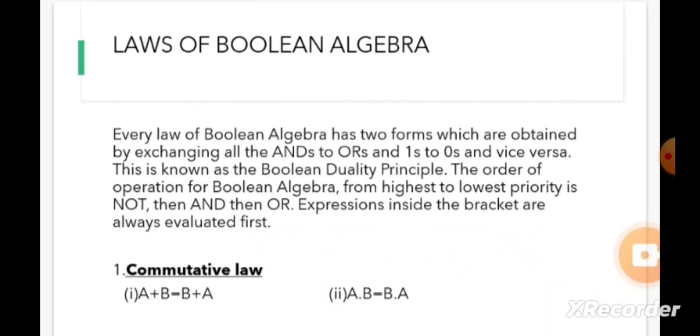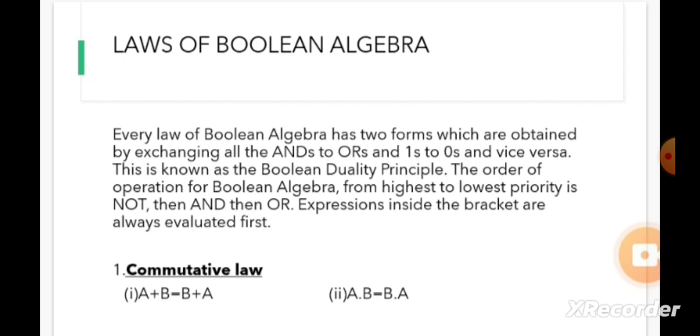And now we move on to the laws of Boolean algebra. From the laws of Boolean algebra, we can understand that there are 2 forms of every law, which can be obtained simply by exchanging the ANDs to ORs and ones to zeros, and also vice versa. And this is why it is also called the Boolean duality principle. Now let's look at each of the laws of Boolean algebra.